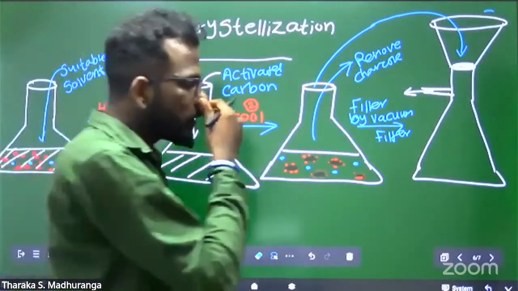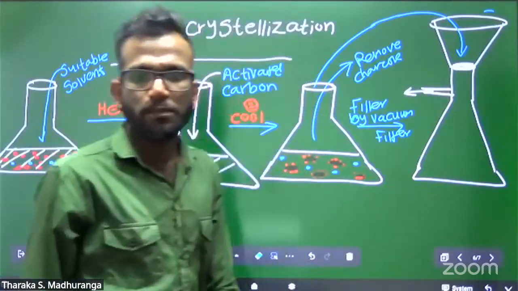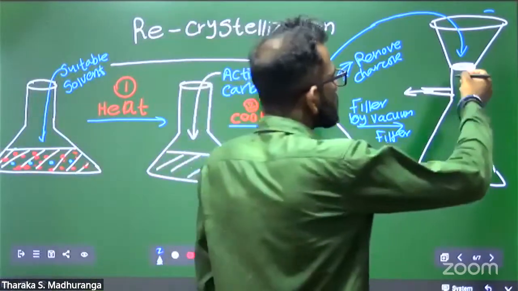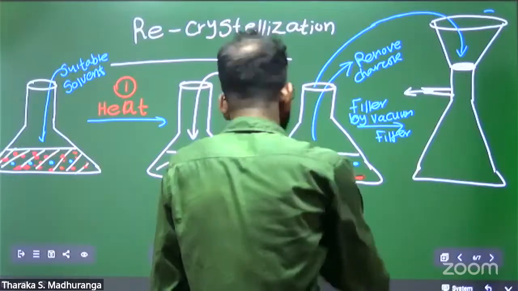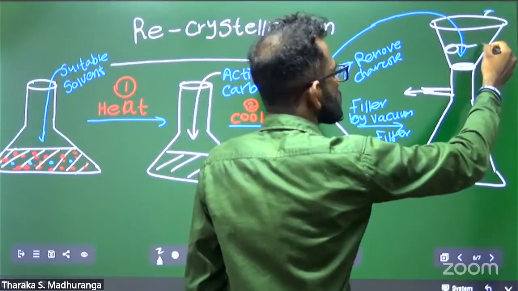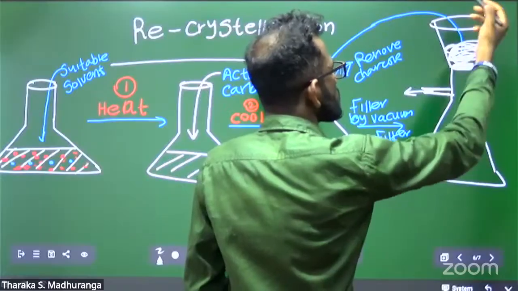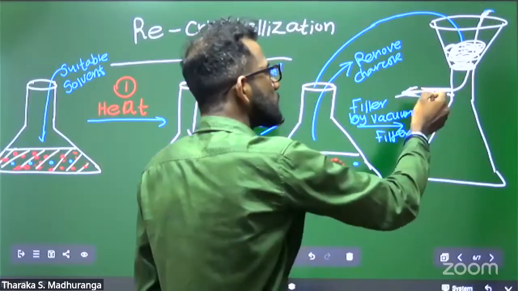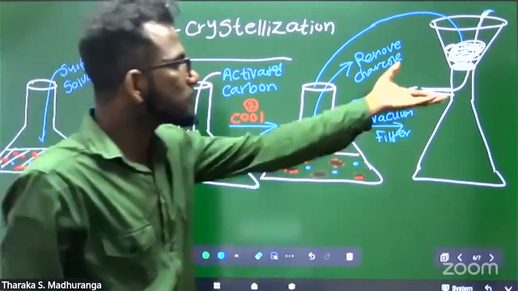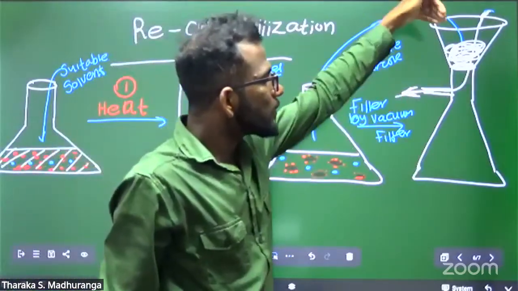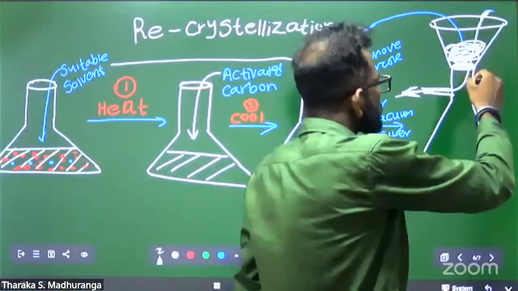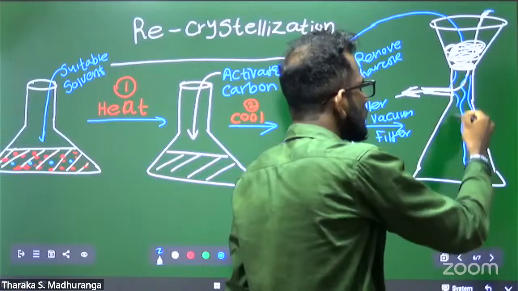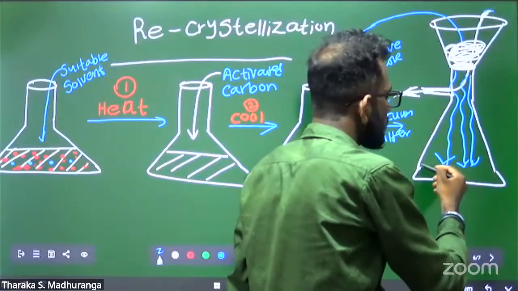Okay. Now we switch on the vacuum pump. Then what happened? The air is absorbed. Think this is the solution. Air is absorbed from outside, and it is absorbed by the vacuum. Then what happened? Some solvents and other impurities are filtered through this filter paper.